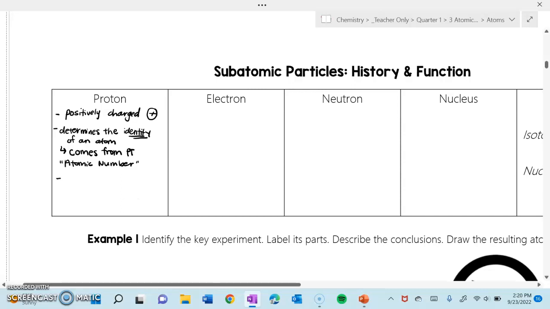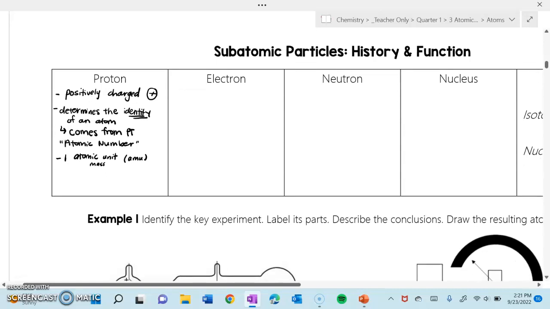Protons also have a mass of 1 atomic mass unit. It's not grams because they're so tiny. So instead we use atomic mass units, or AMU. If you ever see AMU, that's referring to our tiny units of mass of particles.